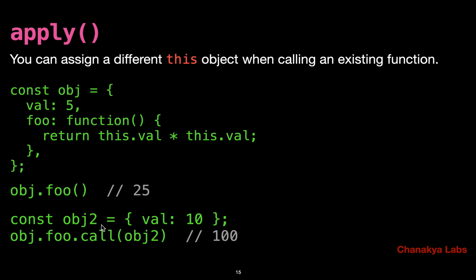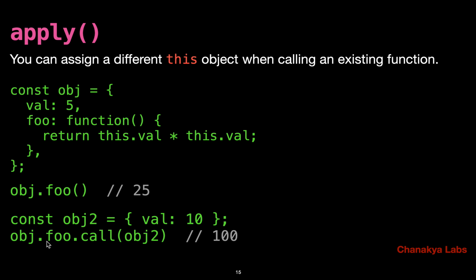I create another obj2 which does not have this function foo, right? But I can still have val, let's say. And I will use this as the new this inside the foo. So I will still call obj.foo, but when I'm calling this function, I don't want obj as this, but I want my new object as this.